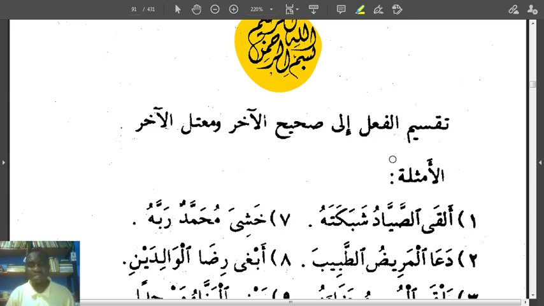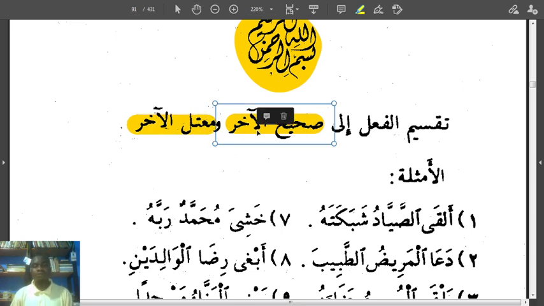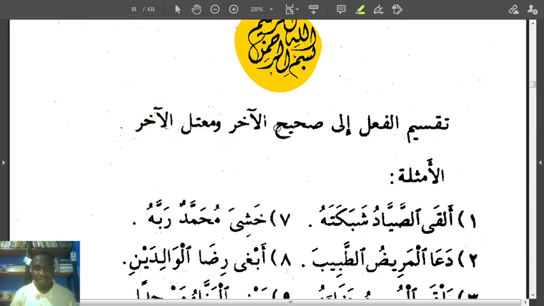So today we are looking at تقسيم الفعل إلى صحيح الآخر ومعتل الآخر. The two keywords are صحيح الآخر and معتل الآخر. Let's just take these two to make it very clear, صحيح and معتل. When we say صحيح, even out of this grammar, we use it in everyday language. We mean something that is accurate, and we can give صحيح to something that is healthy, anything that is in its good form.